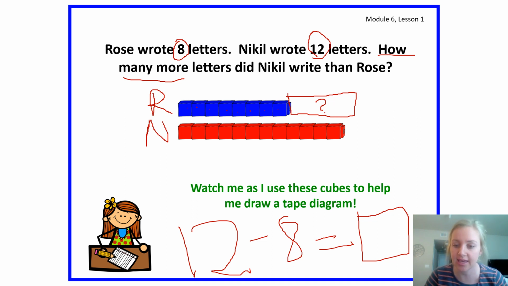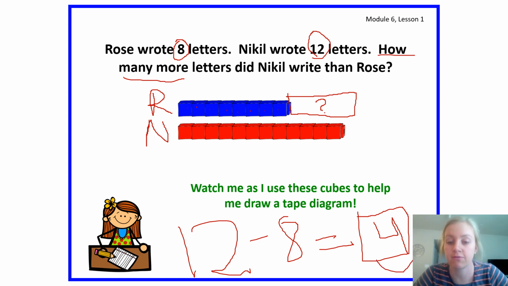Let's do that. Get 8 going and count on to 12. 8, 9, 10, 11, 12. So 12 minus 8 equals, get ready, yes, 4. So if I wanted to write this as a statement to answer the question, how many more letters did Nikhil write than Rose? Nikhil wrote 4 more letters than Rose.